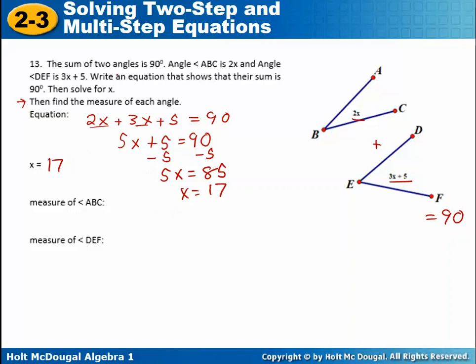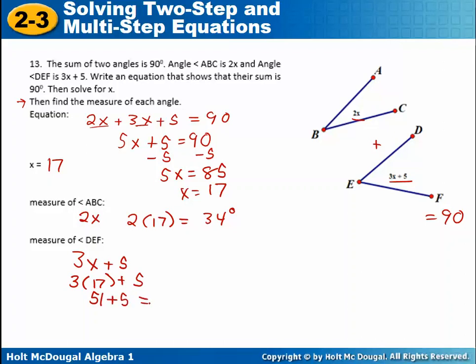Now the next step says to find the measure of each angle. Angle ABC is marked as 2x. So now I just have to take 2 times 17 because now I know what x is, and I know that measure of angle ABC is 34 degrees. Measure of angle DEF was marked 3x plus 5, but now I know that x is 17. So I multiply 3 times 17, that's 51, and 51 plus 5 is 56 degrees.